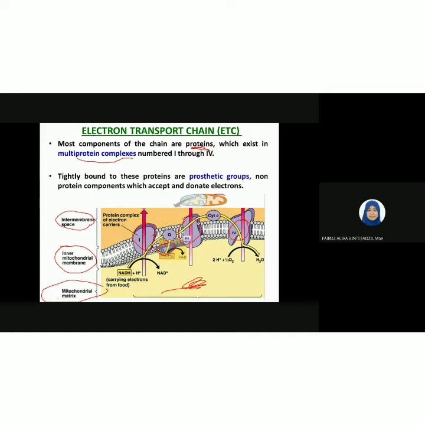Tightly bound to these proteins are prosthetic groups. If you still remember, you learned prosthetic groups in the chapter on enzymes, where prosthetic groups are the cofactors of enzymes. They are the non-protein components which accept and also donate electrons. So all these prosthetic groups are bound to the protein complexes to help accept and donate electrons from one carrier to another.